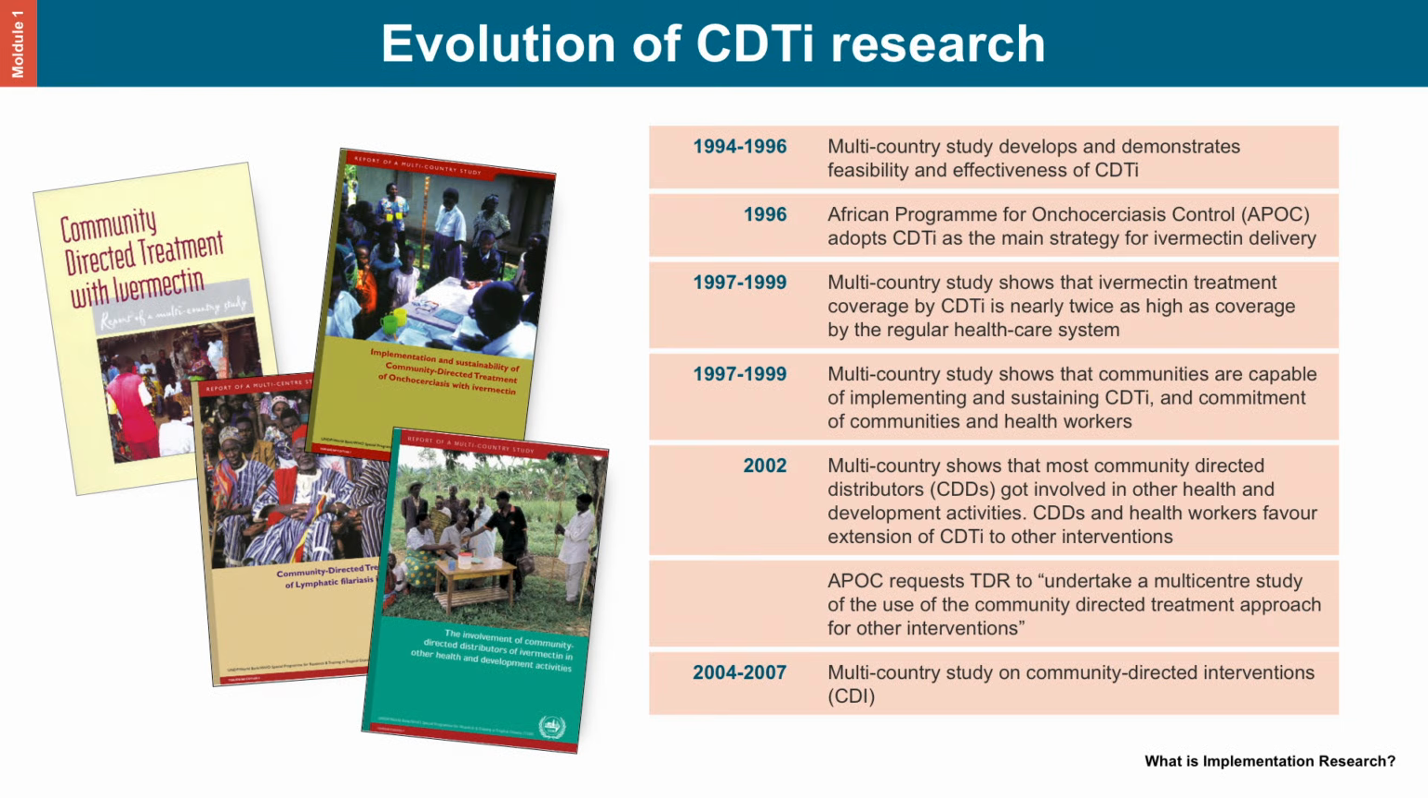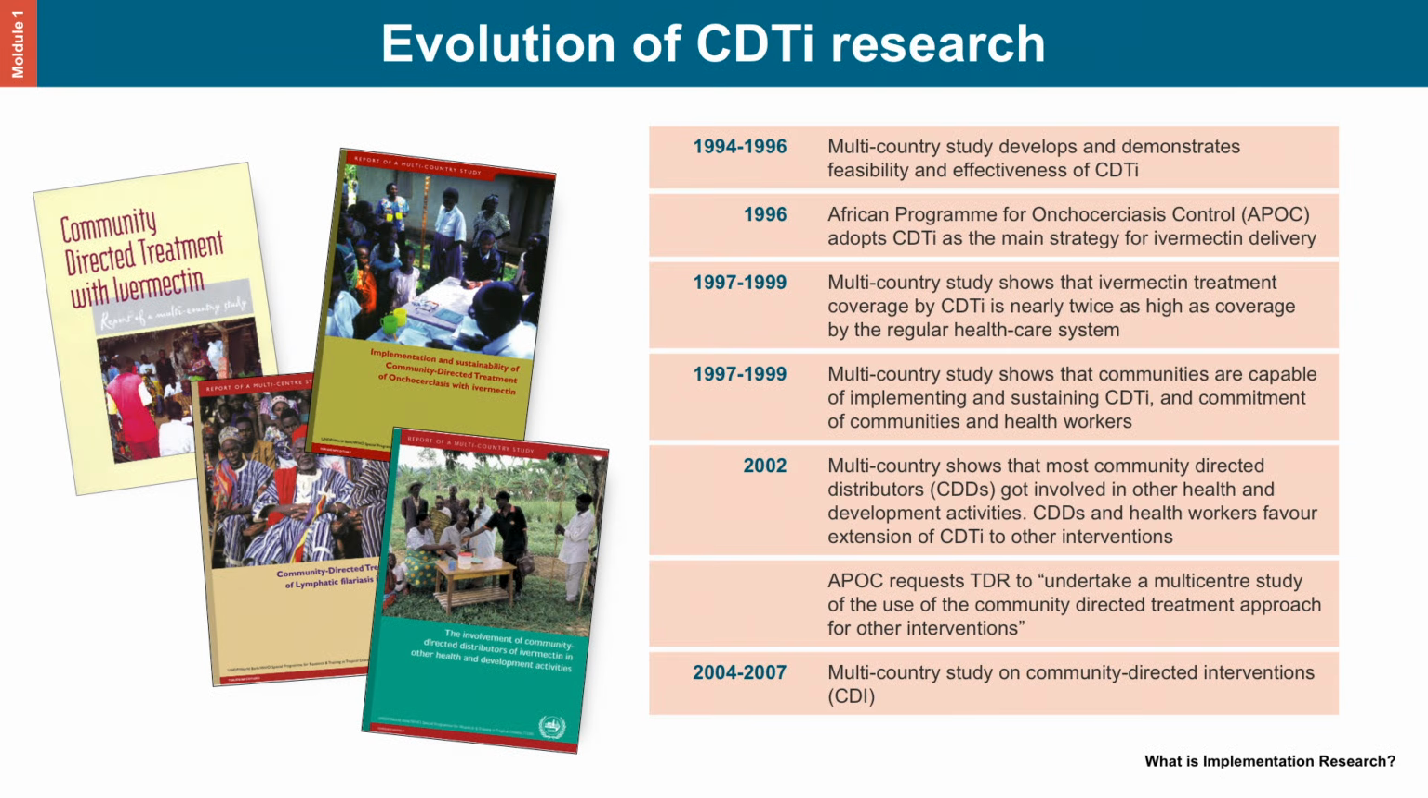In 1999, treatment coverage with ivermectin using this community-directed treatment with ivermectin approach was noted to be about 2 times higher than the conventional method that had always been used by the health system. CDDs, that is the community-directed distributors as the community providers were called, were very much involved in other health interventions, indicating that there was a wide acceptance.